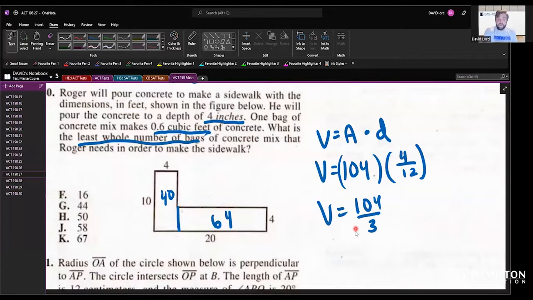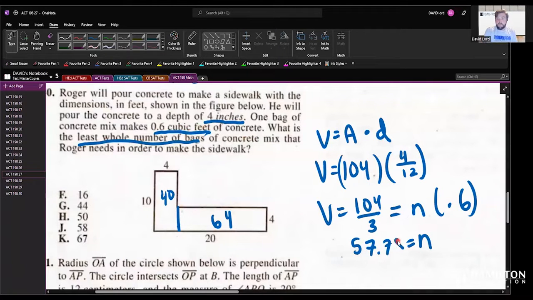So that's the volume. We need to find out how many cubic feet of concrete that needs. So we're going to set this equal to the number of bags times 0.6. And using my calculator, I got N to be the decimal answer, 57.78. Now, previously, we said that we sometimes round down, sometimes round up. Because we need at least this number of bags to finish the whole sidewalk, we're going to have to round up to 58 to finish it. And that's why the answer is J.